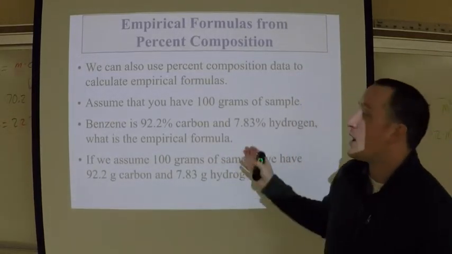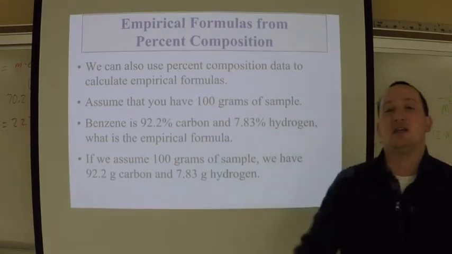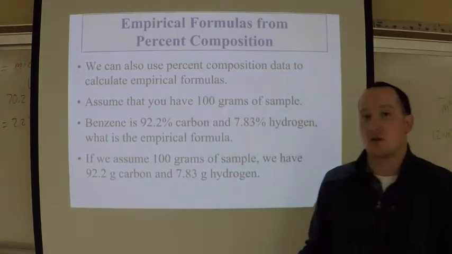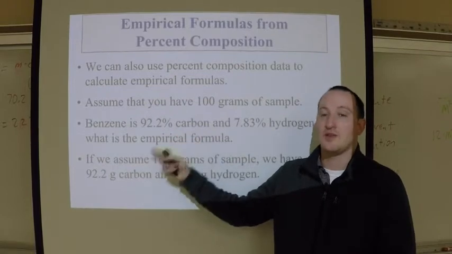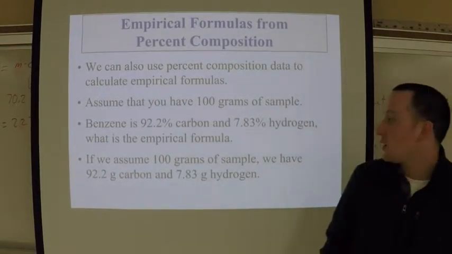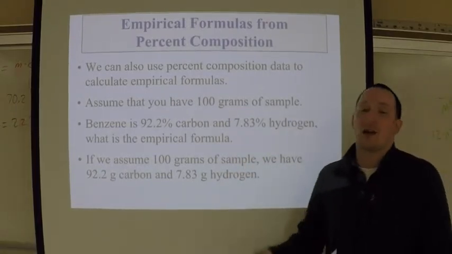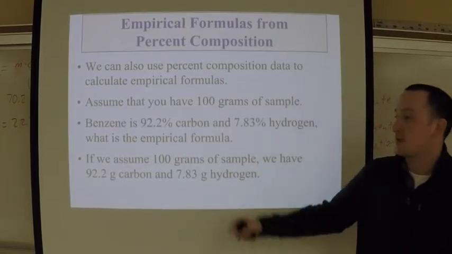Okay? Because what that allows you to do is take these percentages, and now we can easily change those to grams. If I assume I have 100 grams of benzene, and I know that 92.2% of it is carbon, that means 92.2 grams of it is carbon. If I have 7.83% hydrogen, and I assume I have 100 grams, that means I have 7.83 grams of hydrogen.